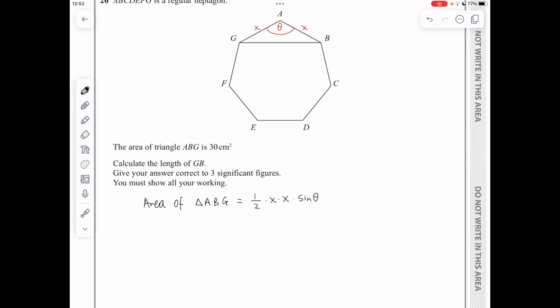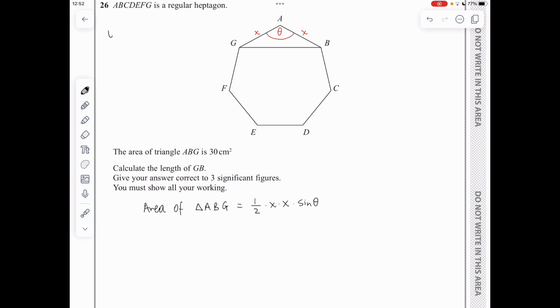I will now use the fact that we are looking at a regular heptagon. We know that the sum of the interior angles in a heptagon is 7 minus 2 times 180, because it's always the number of sides, take away 2 and multiply this by 180. And then if I divide by 7, I will be finding the size of each interior angle, because all interior angles are of the same size. This gives an answer of 900/7 degrees.